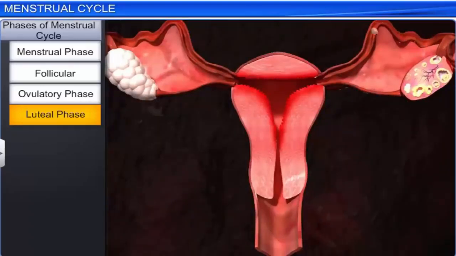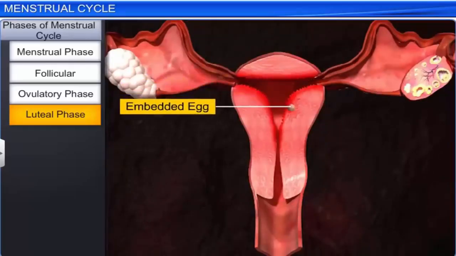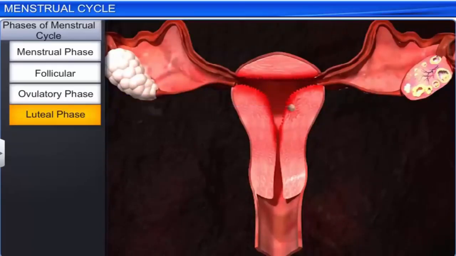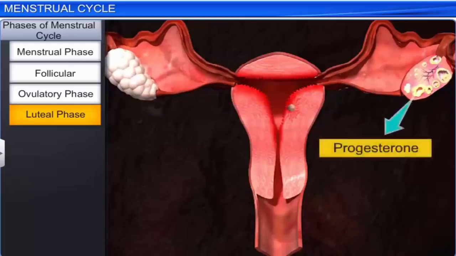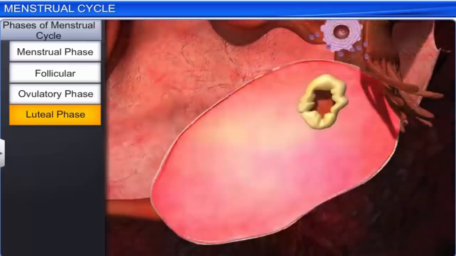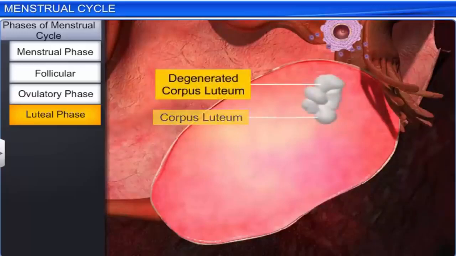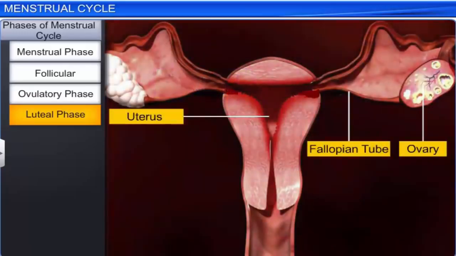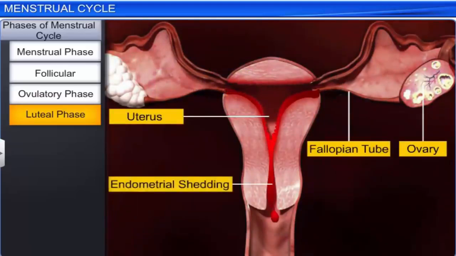For instance, a fertilized egg gets embedded in the endometrium and derives nourishment from it. The corpus luteum, on the other hand, starts secreting progesterone that helps maintain the endometrium and encourages the growth of the developing embryo. Conversely, in the absence of fertilization, the corpus luteum degenerates and triggers the breakdown of the endometrium. This marks the start of menstruation and the beginning of a new menstrual cycle.